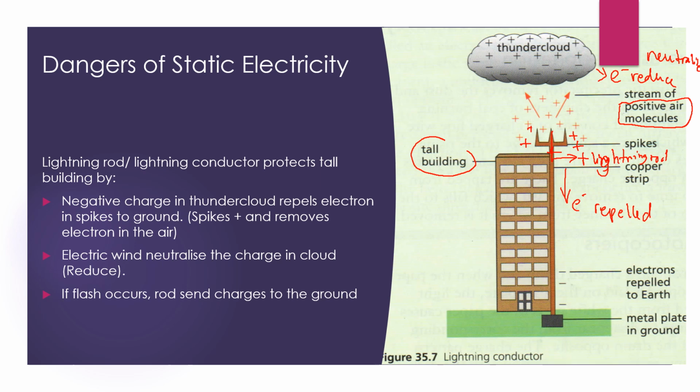If the thunder cloud can still strike the building, then it will strike directly to the lightning rods. It will not go to the building but goes to the lightning rods, because negative will go to the positive object. The lightning rod is positive, right? And it's okay for the lightning rod because it just sends the charge from the thunder cloud into the ground. So the building is safe. It will not get attacked by the lightning.